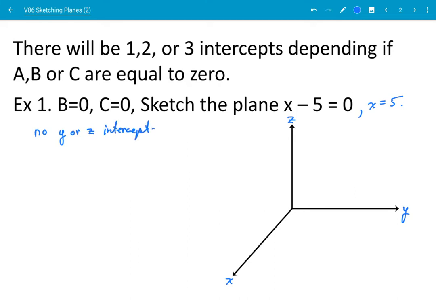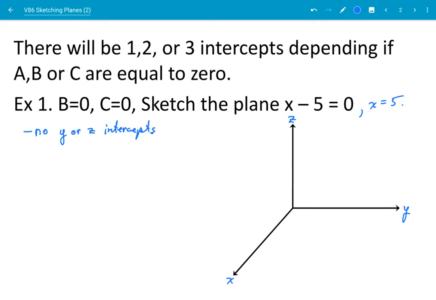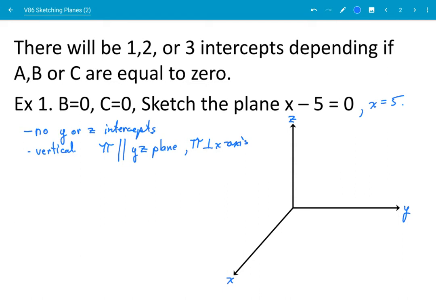And if you think about what the plane will look like when x is equal to 0, it'll be a vertical plane. And the plane, pi, right? Pi for plane, will be parallel to the YZ plane. And the plane will be perpendicular to the x-axis, okay? So that's sort of descriptive.